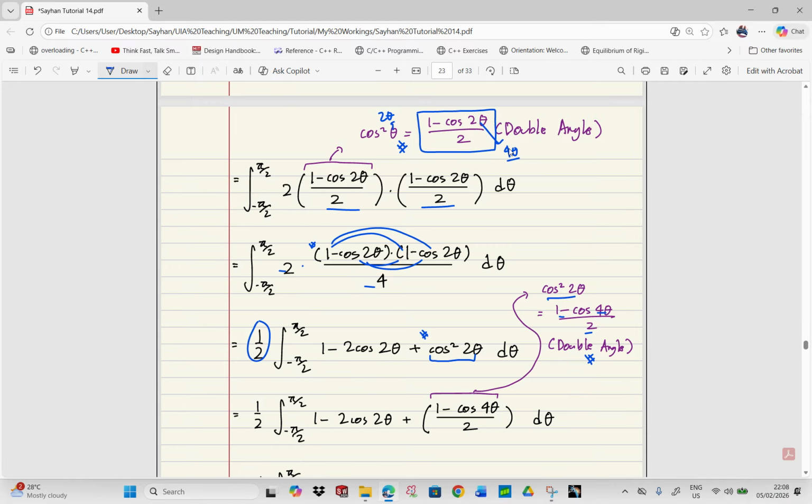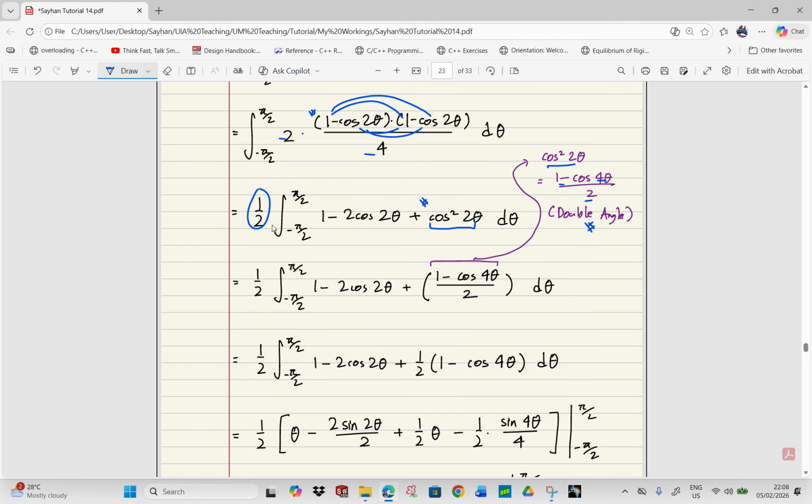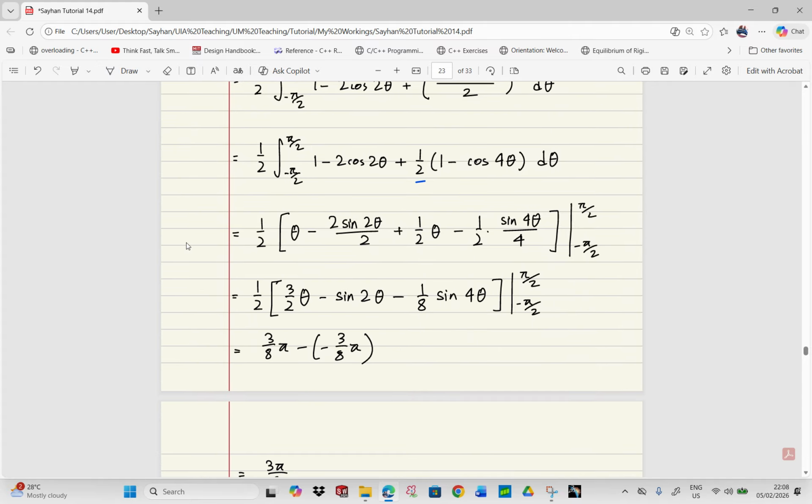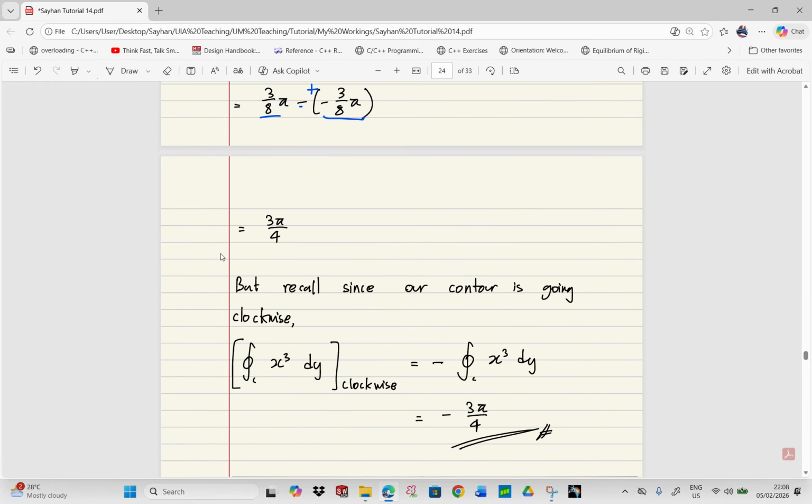You can actually apply it to other cases, right? In this case, we get cosine 4 theta over 2. Then we simplified the expression a little bit, and then we were able to integrate it. Once we integrate it, we find the antiderivative, so it simply becomes 3 over 8 pi if you use this limit, and negative 3 over 8 pi if you use this limit. So of course subtract becomes plus, and eventually we're left with 3 over 4 pi.